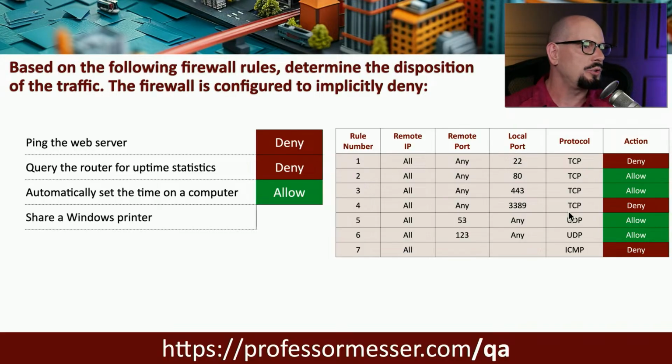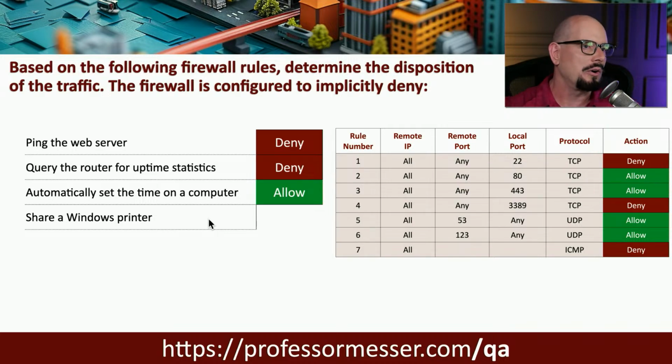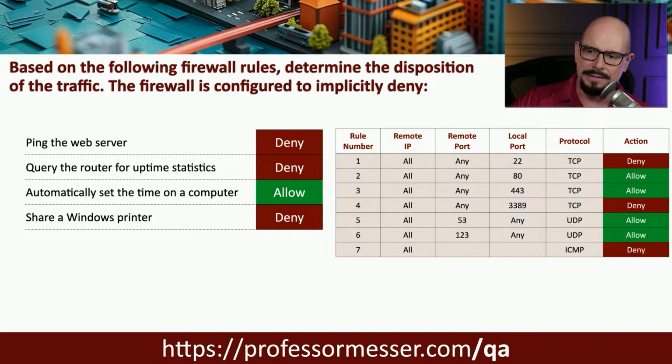Next on our list is to share a Windows printer. Sharing a Windows printer is SMB, the server message block protocol. That's a TCP protocol using port 445. Well, we already know, based on our knowledge of this rule base, that we have a lot of TCP. We have a TCP 443, but being close is not going to work. The firewall must know the exact port number that would be allowed. So we don't have port 445 on here. So that takes us down to our implicit deny. Therefore, that would be denied.